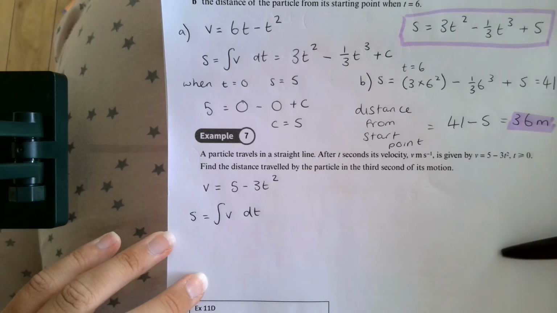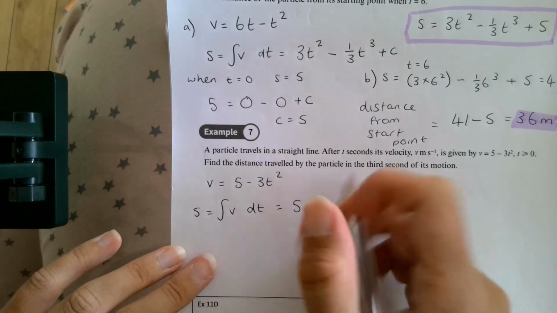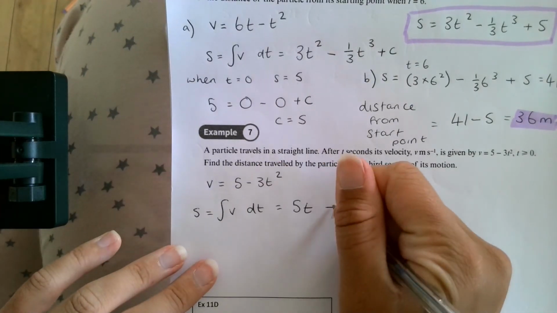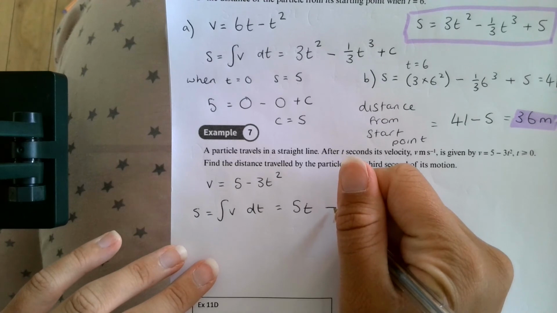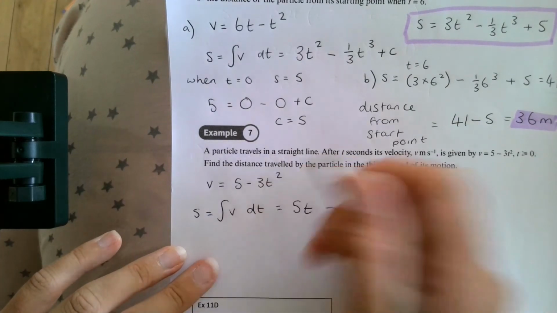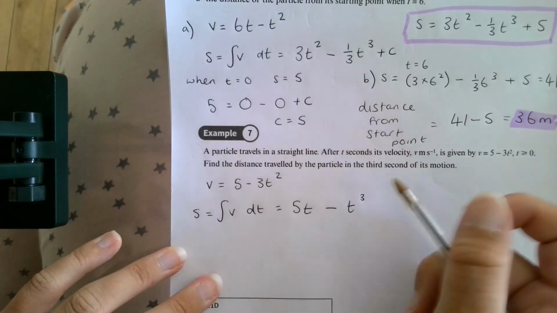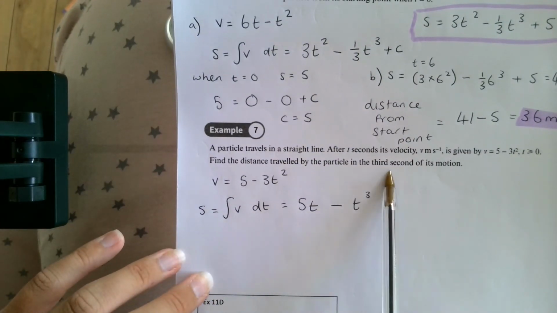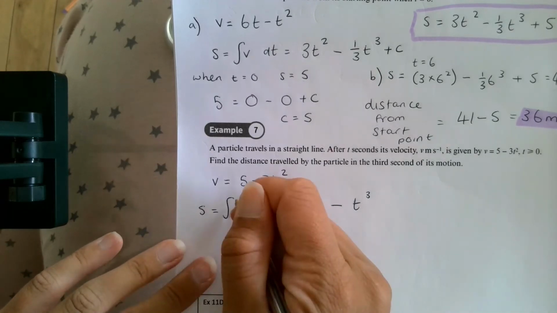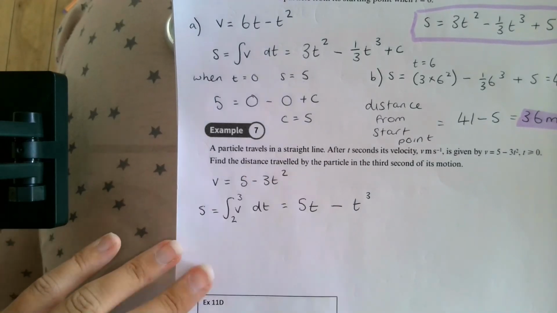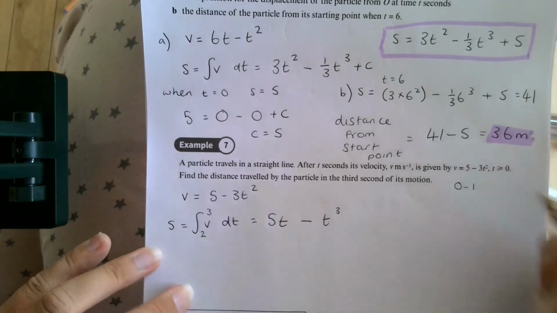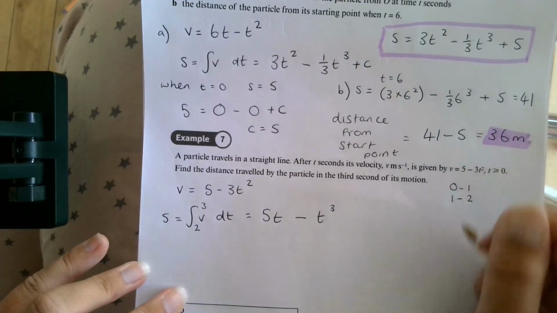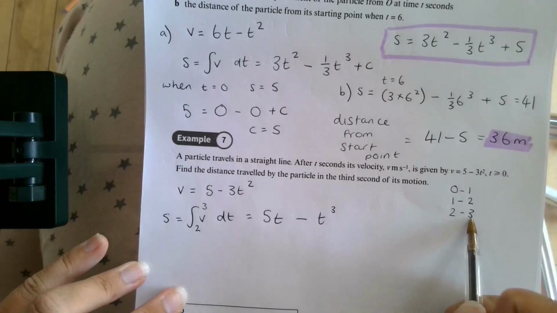The 5 goes to 5t, and then 3t squared will go to minus t cubed, because I divided by 3. Sorry about that. Now, the key here is in the third second of its motion. In the third second, that's between second 2 and second 3. Remember, the first second is 0 to 1, the second is from 1 to 2, and the third second is from 2 to 3.